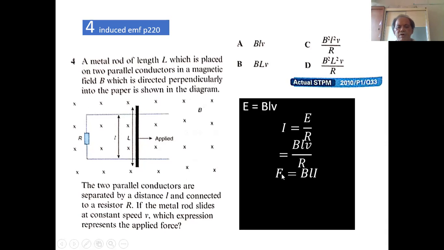Then you apply your BIL, topic 16, BIL. Replace your I with your BLV over R. So that's your answer. One or two more left. Sorry about that, I thought better to reinforce it. Okay, answer C.